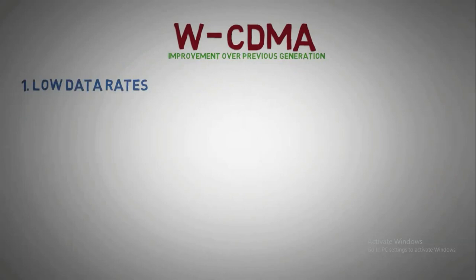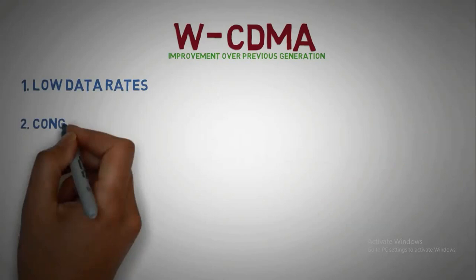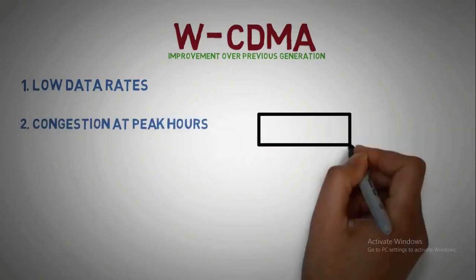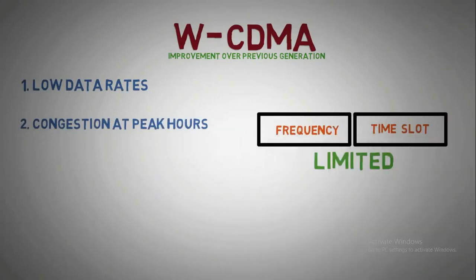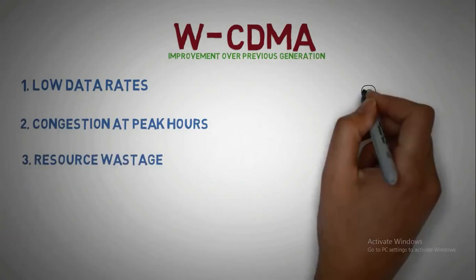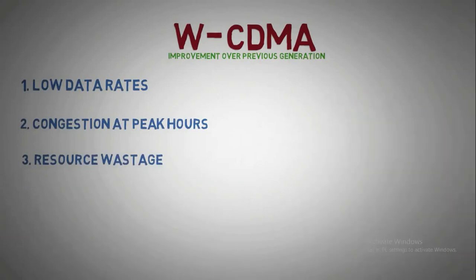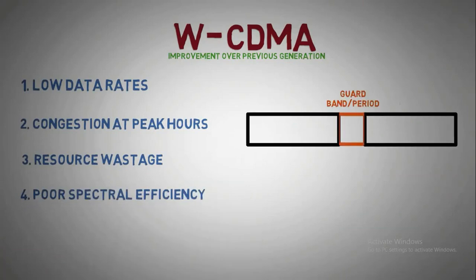In GSM, the effective bandwidth for a user was only 25 kHz. Second, congestion at peak hours, as the frequency chunks and time slots were very limited. Third, resource wastage. Resources remained idle when users were inactive. Fourth, poor spectral efficiency, due to guard bands and guard periods used to avoid interference.